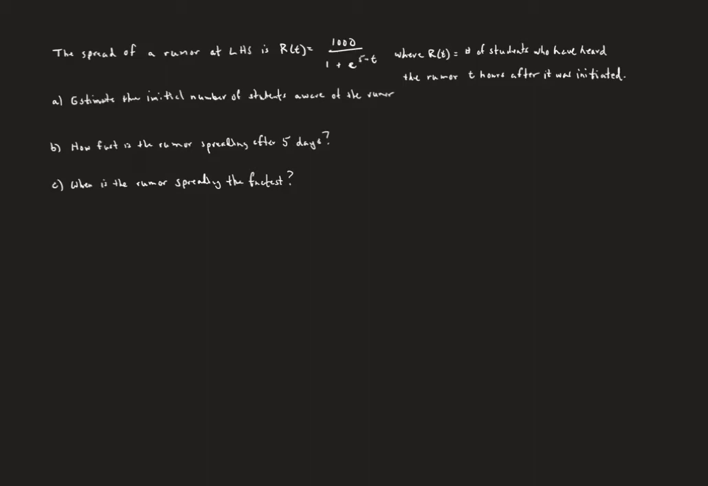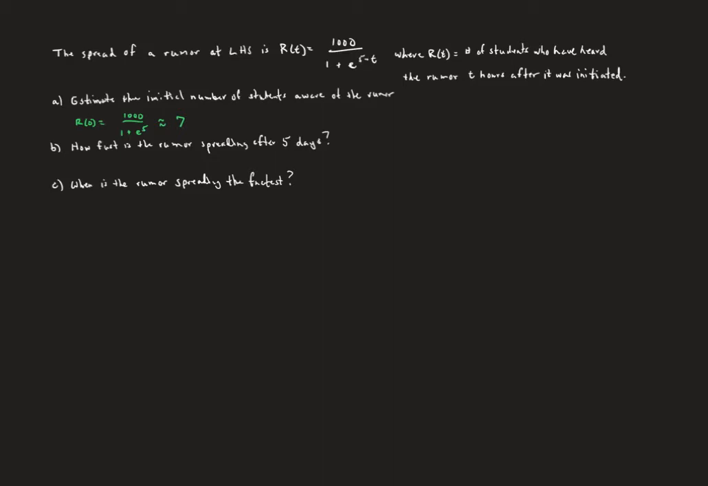So we're going to need our calculator for this. Estimate the initial number of students aware of the rumor. So we're looking for R of 0. So that's going to be 1,000 over 1 + e^5. This I think we want to throw into our calculator, and I believe that's going to be approximately 7 people were in on this right from the get-go.